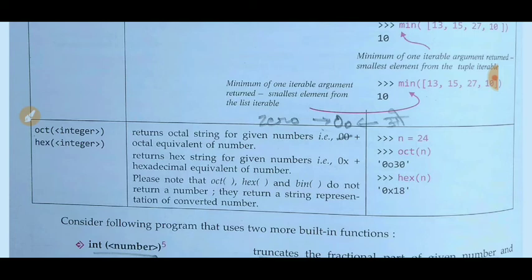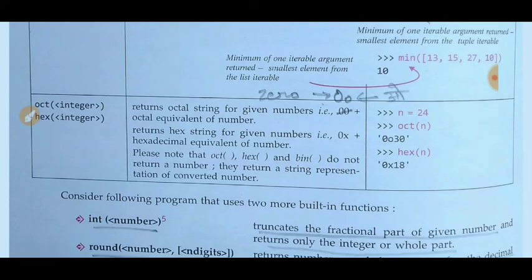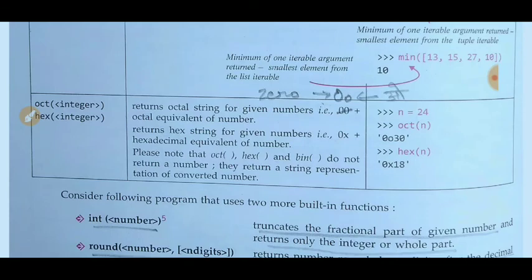So 24 is the integer and we are passing this n as a parameter of the oct function. So it will give answer 0o30. So 30 is the corresponding octal number. Similarly hex is for hexadecimal number. Is it clear? Our prefix of hex is 0x.